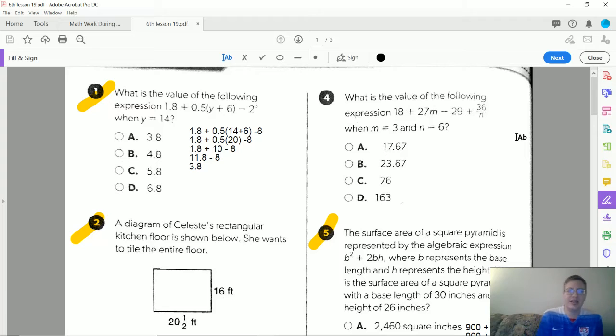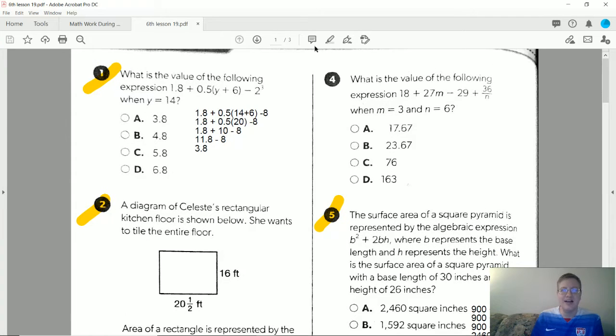So we are going to be evaluating expressions, and we are going to be using our order of operations to help us do that. So let's go ahead and take a look at our problems. So for number 1, I've gone ahead and written out the steps. If you need to pause the video to take a look at that, our answer is going to be letter A.